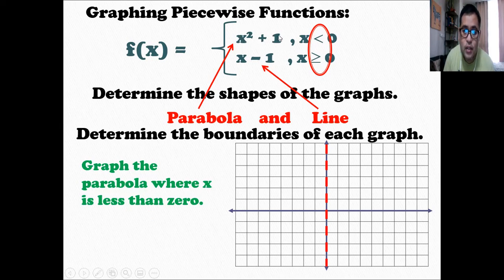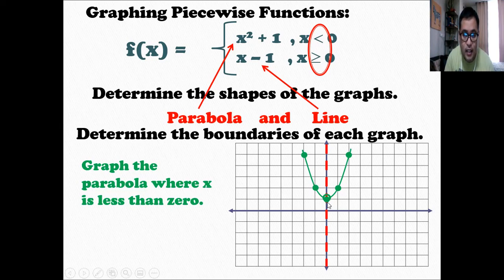As you know, in your grade 10, it was discussed how to graph a quadratic function, right? So definitely this one will be your intercept. So this will be definitely the minimum of your graph. So it's 0, positive 1. Since this is positive 1, we have 0, 1. So this will be your vertex. So graph the parabola where x is less than 0. Definitely, if x is less than 0, 0 will not be included. Okay? So this will be the shape of your graph.